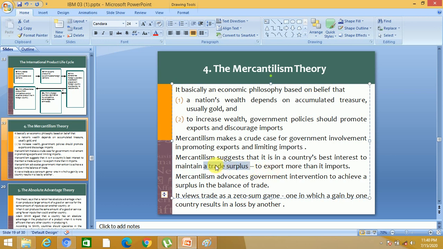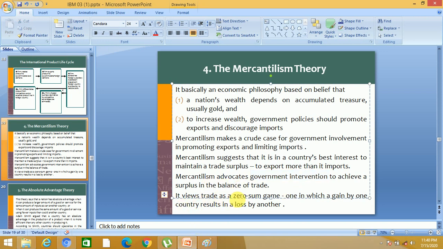So the government will make policies to create a trade surplus, to export more than its imports. Mercantilism advocates government intervention to achieve a surplus in the balance of trade, and this is possible only with the intervention of the government. Without government intervention, you can't get a trade surplus.